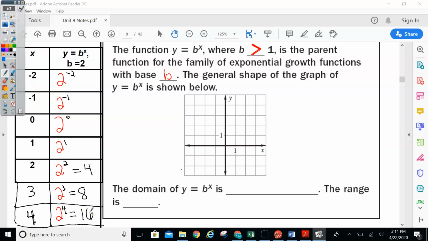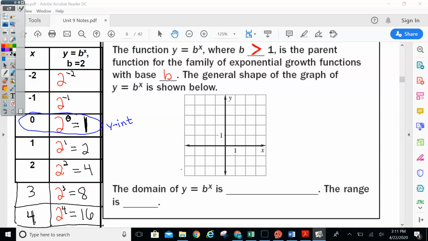But if I go backwards, 2 to the 1 is itself, 2. 2 to the 0, though, if you remember the rule from properties of exponents, anything to the 0 power is always 1. This one is going to give you your y-intercept. Whatever this one is, is your y-intercept. And it's 1 unless you're stretching or compressing it. If you're stretching or compressing it, it's going to move this point. Otherwise, you're always going to have 0, 1 on the graph.